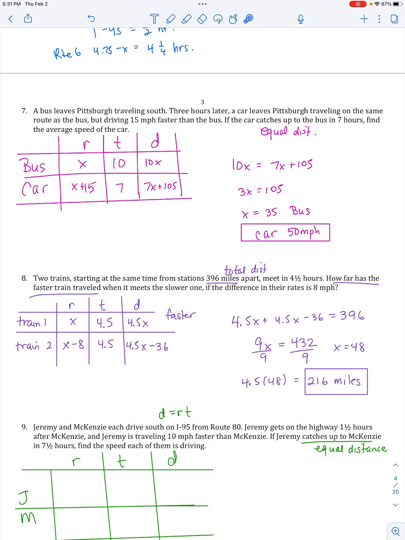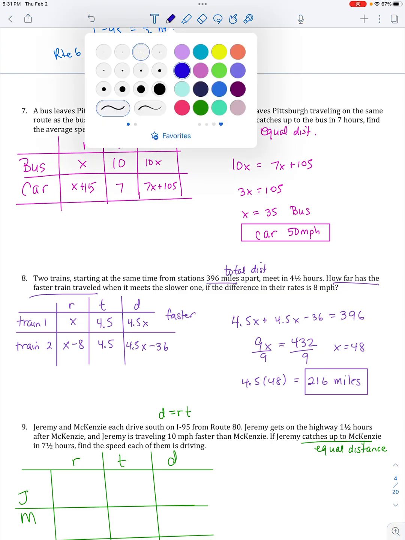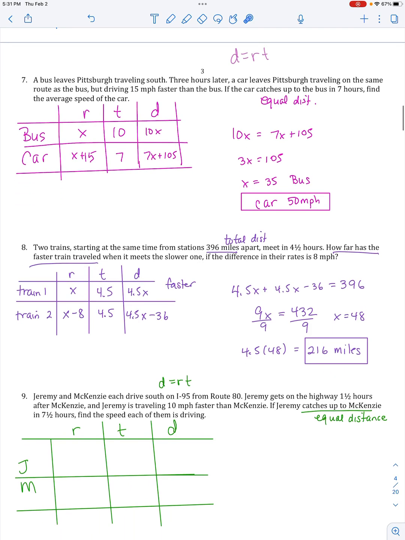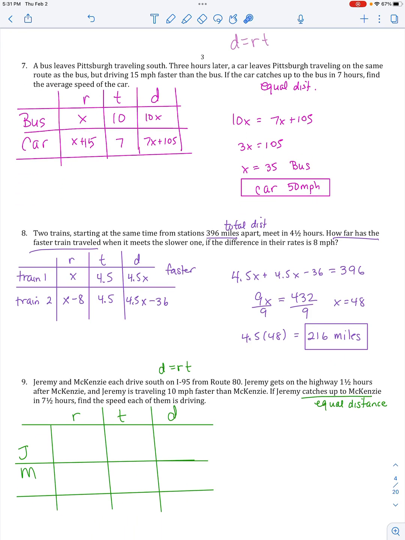The bus traveled for 10 hours, and the car was going faster, so even though it went the same distance, it only traveled for 7 hours. I got the distances again by doing distance equals rate times time. That's how I'm getting these expressions, is multiplying these two. Because they went the same distance, I just set them equal. And solve, and they only asked for the car's average speed, and that was 50 because X was 35, and then you add 15.